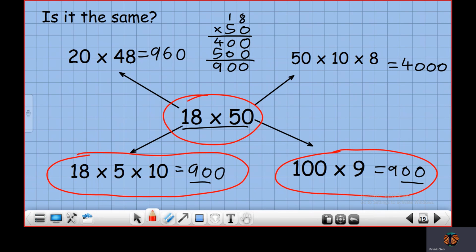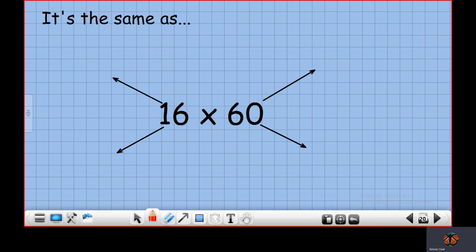But which one's the easiest one to solve? Well, I think it's 100 times 9, because that is just my 100 times table. So we could have turned 18 times 50 into 100 times 9 to make it easier. What I'd like you to do now is to have a go at trying to make 16 times 60 into an easier question for you. What would help you to solve it quicker than doing a written method for this one, 16 times 60? Pause the video, have a go, come up with 2, 3, or 4 different equations, and then we'll talk about what you've created.